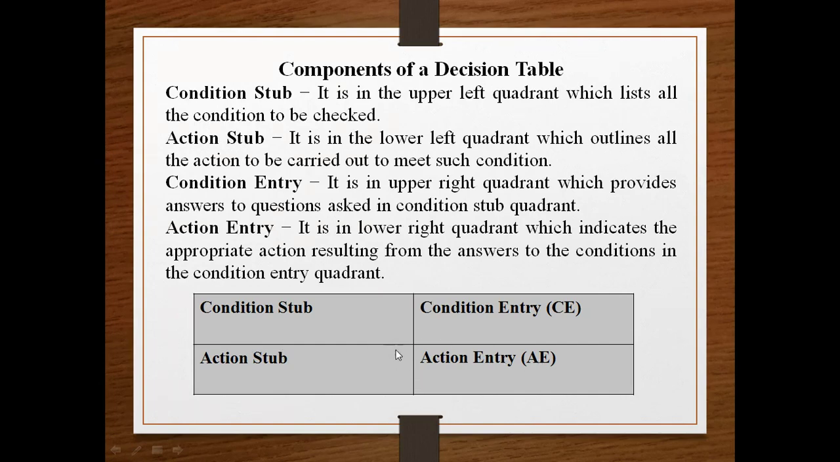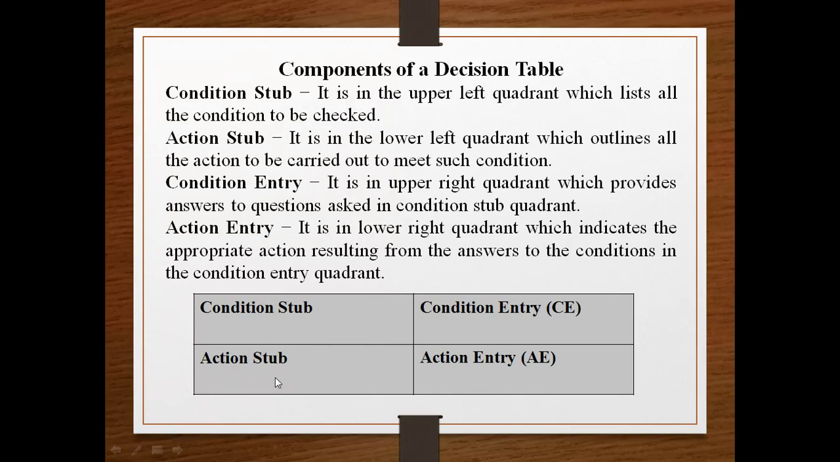This is the upper left quadrant, which is called condition stub. And here the conditions are written, okay, which have to be checked. So in this particular quadrant or section, the conditions are written which have to be checked. The next quadrant is this. This is lower left quadrant. So this is left side and this is right side. This is upper left, this is lower left.